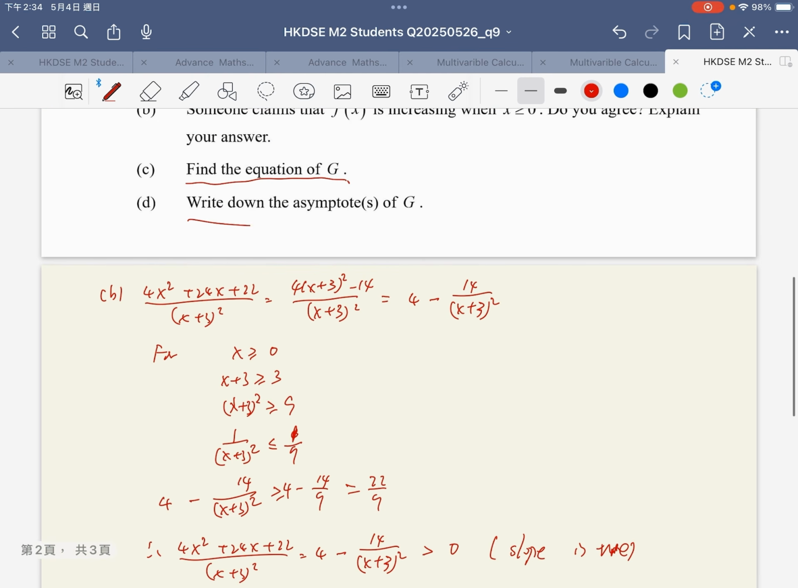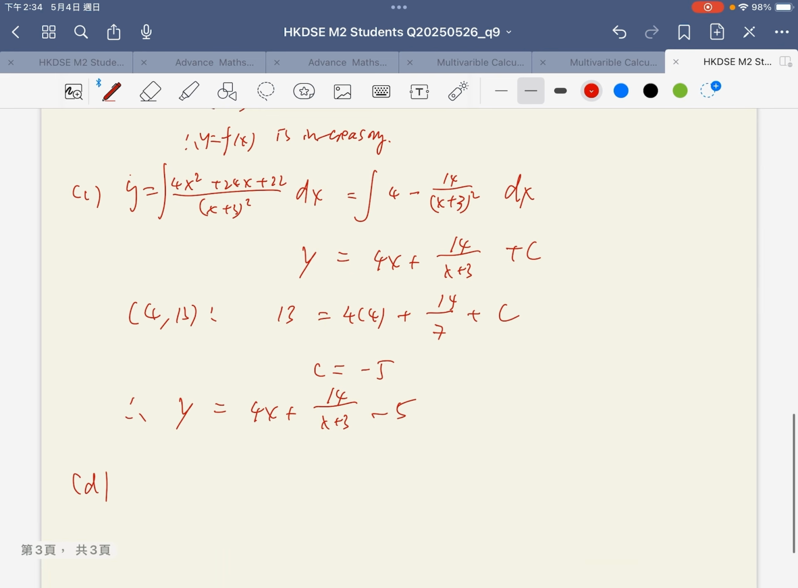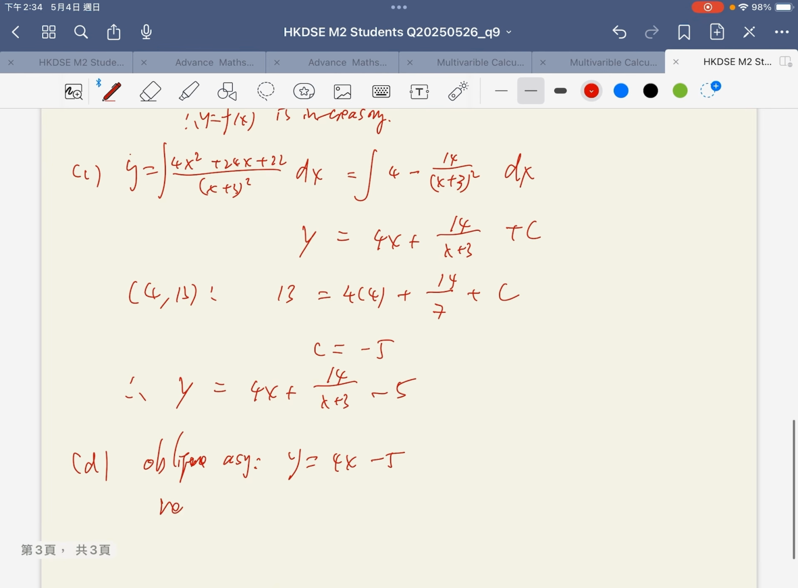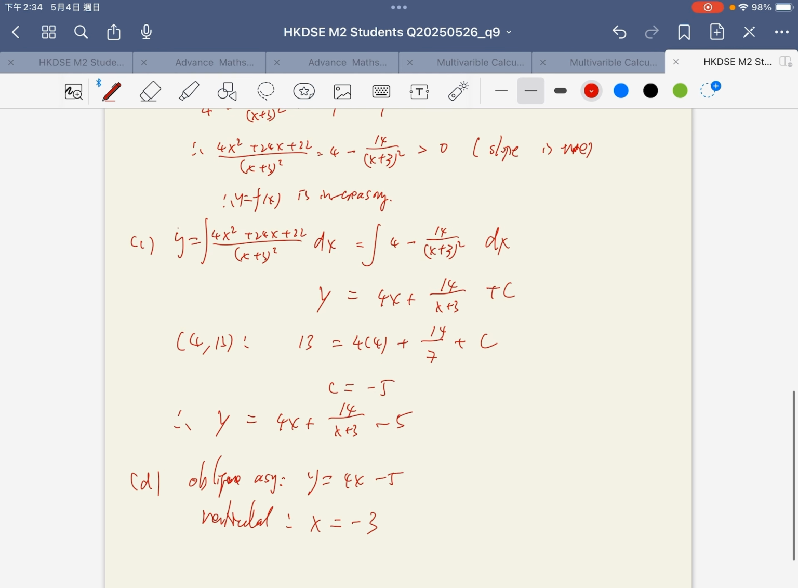Okay, for D, write down the asymptotes. It is an easy job because obviously the oblique asymptote is y equal to 4x minus 5, and the vertical asymptote is x equal to negative 3. That's the whole part of this question.